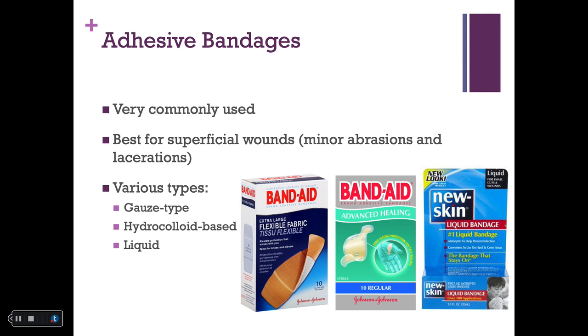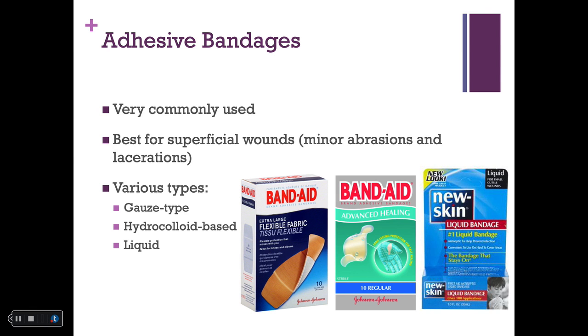What are the ones that 99.9% of your patients are going to ask for? Well, they're your adhesive bandages. These are most commonly used. They're great for superficial wounds. The big thing you have to think about is the size. So how are they going to fit on the skin? There's lots of different shapes and sizes. You want to make sure patients are buying one that's appropriate for the injury that they have.